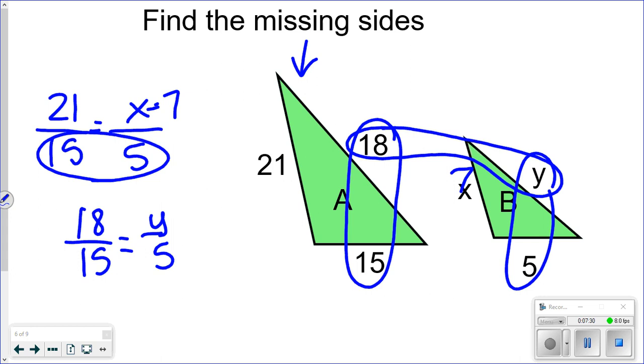So now I can do my cross products, 18 times 5 divided by 15. And this is going to be 6. And that's how you find it. And we'll do some more examples. If you want, I can do another example for those.